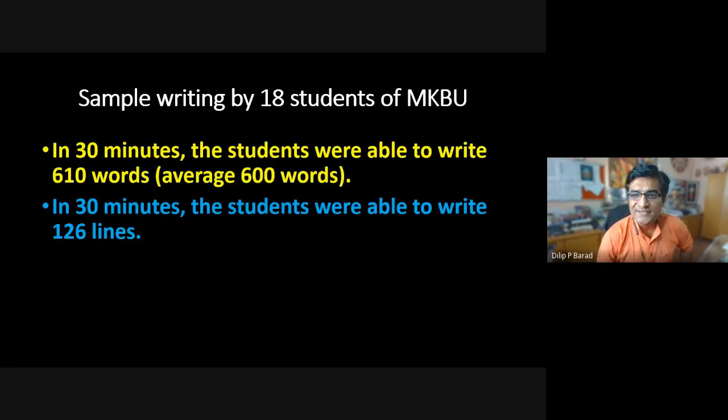Then sample writing by 18 students was given there, and the outcome tells us roughly that in 30 minutes, the students were able to write 610 words on average. We are narrowing down to 600 words so that we can easily calculate the numbers. We got 18 responses from the students, and that is this average. And in 30 minutes, students were able to write around 126 lines.